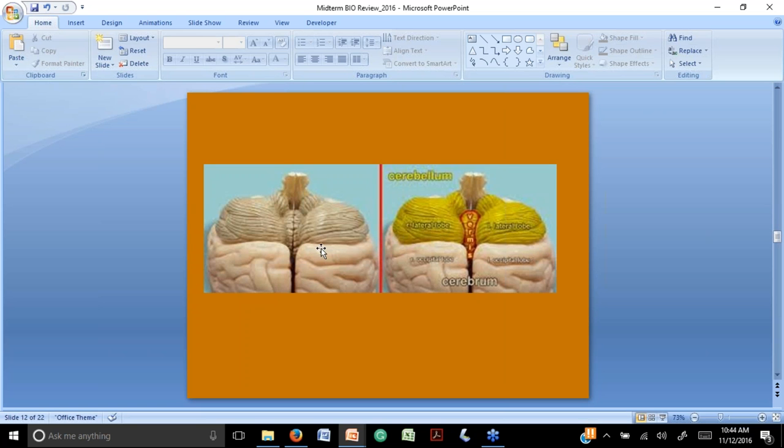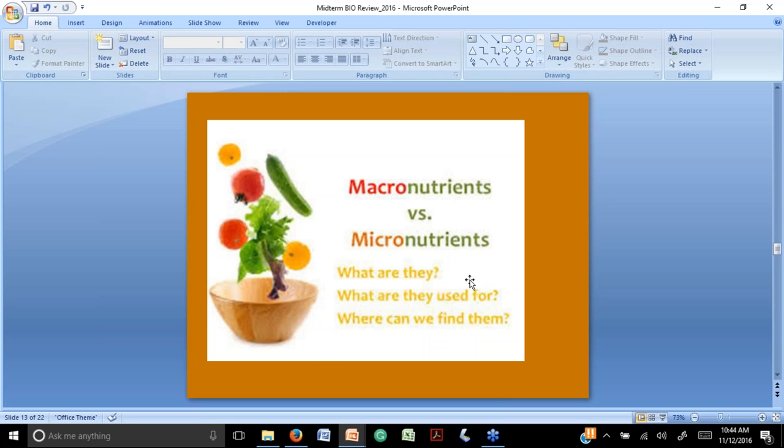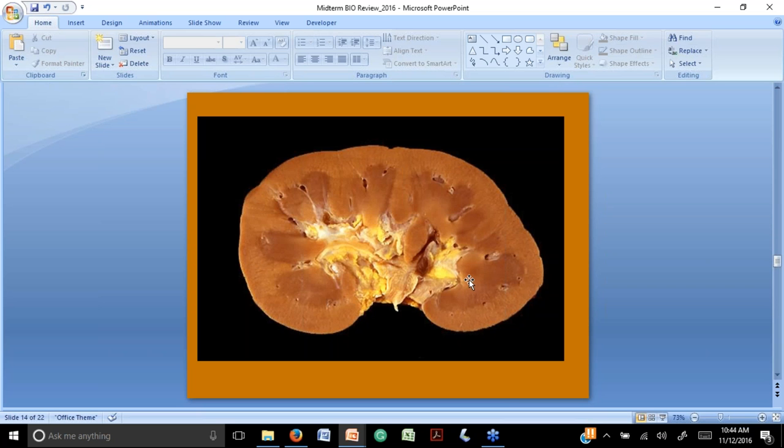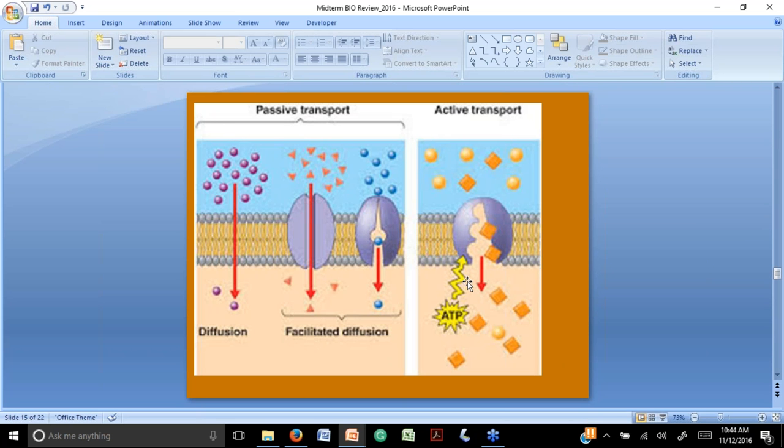Another connection here, you see we are looking from underneath, posteriorly, under the brain, and here we have the temporal lobes, and here is the cerebellum. The cerebellum is connected, as you can see here, by a structure called the vermis. We will talk about macronutrients and micronutrients. We are going to talk about the kidney, anatomy and physiology. We are going to talk about passive transport, membrane transportation.